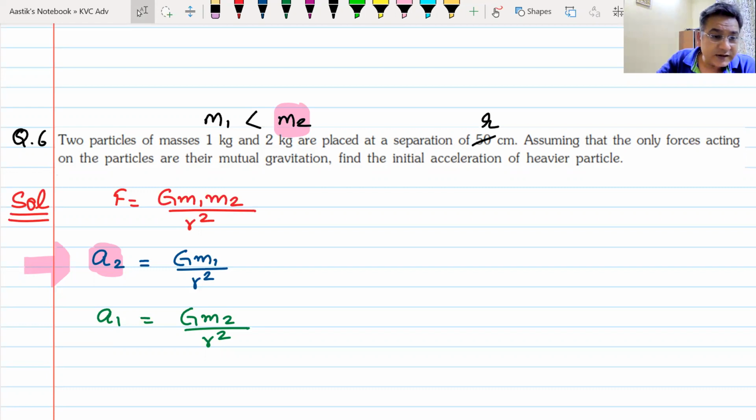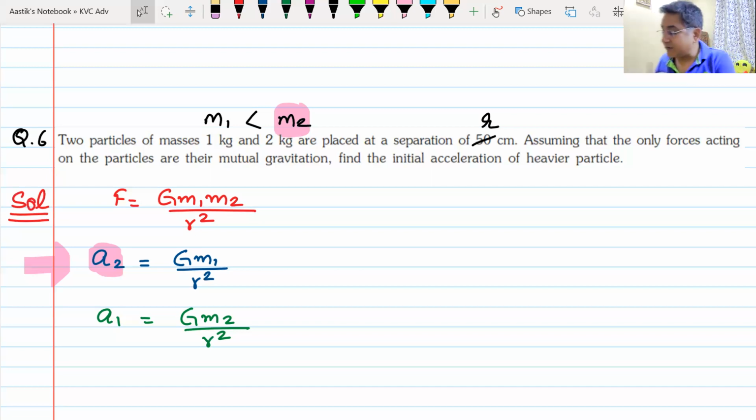The next heading would be gravitational field produced by a point mass, not point charge. And how would you find out the gravitational field produced by a point mass? It will be exactly the same as how you find out the electrostatic field produced by a point charge.